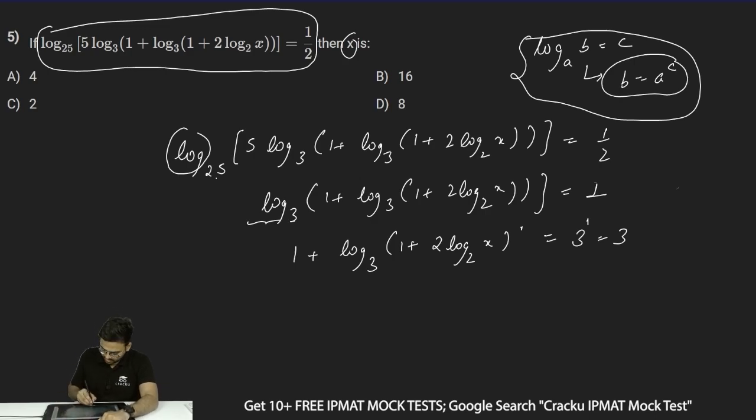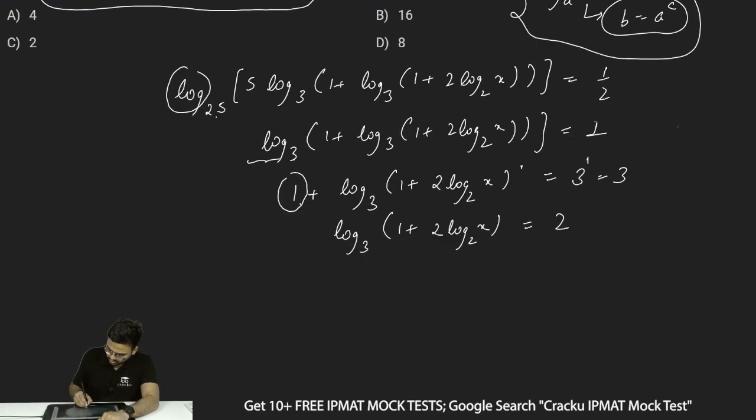Now we will take 1 to the right hand side. So I can write log base 3 of 1 plus 2 log x base 2 is equal to 3 minus 1, which is 2. Now again applying the same formula, 1 plus 2 log x base 2 is equal to 3 to the power 2, 3 square, or 9. This 1 I can again take to the right hand side.